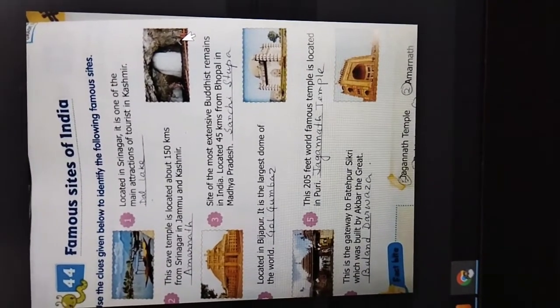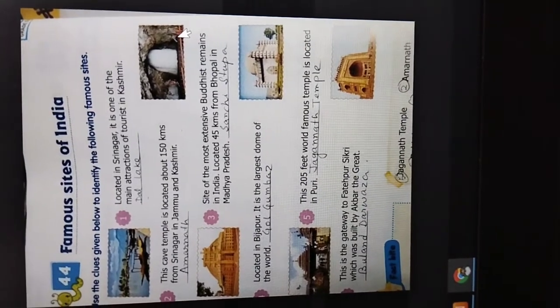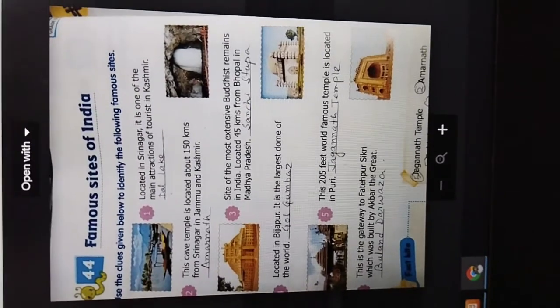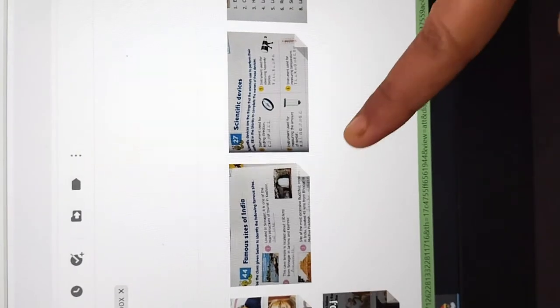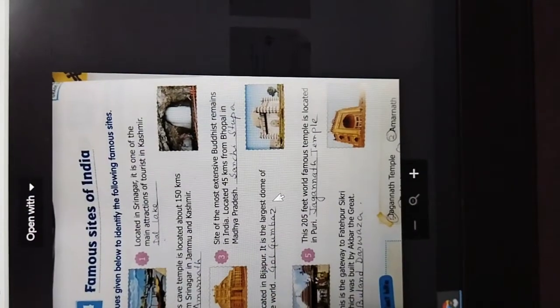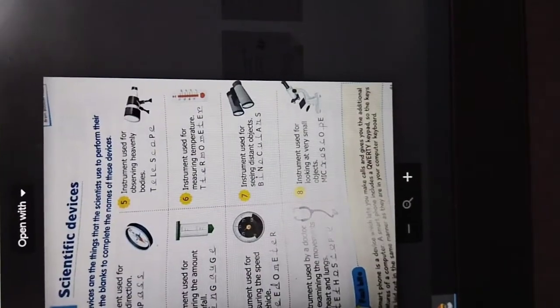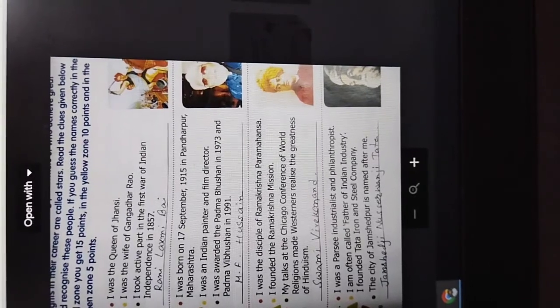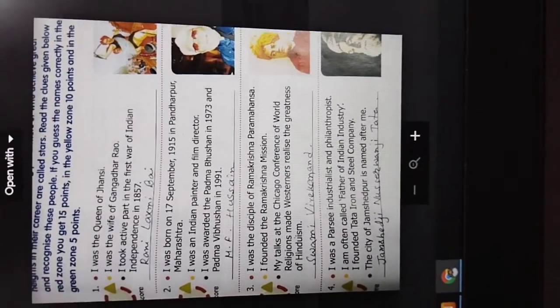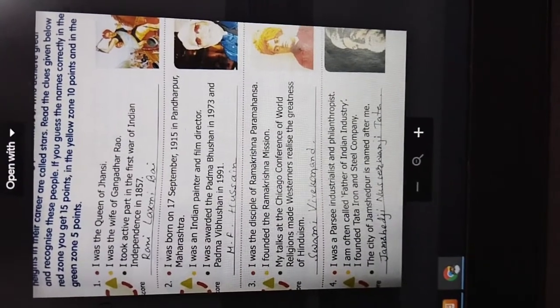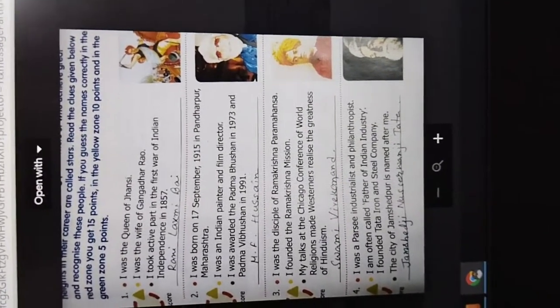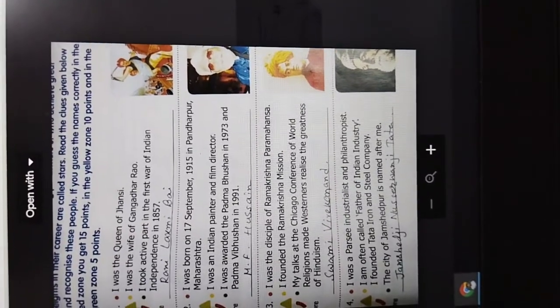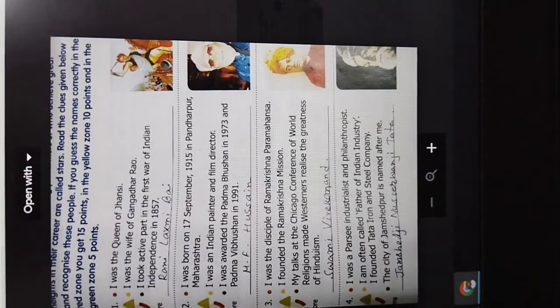And now I am talking about page number 59 and 60. There are 3, 4 clues. Okay, so you have to learn all. Anyone will come. If the teacher gives you one clue, you have to write the correct answer. So that's why you have to learn all the 3, 4 clues.